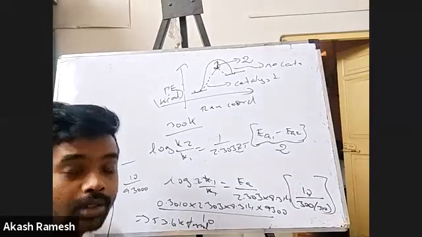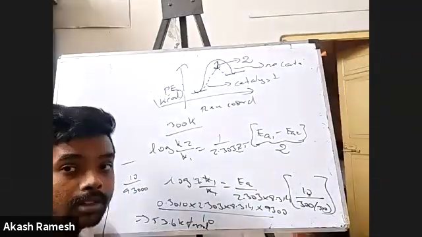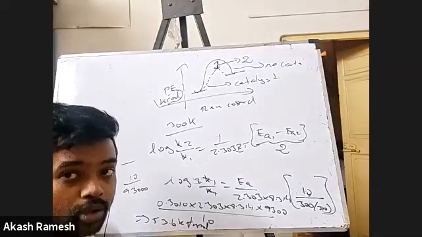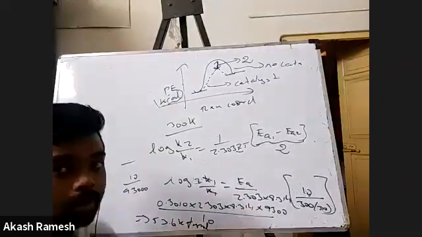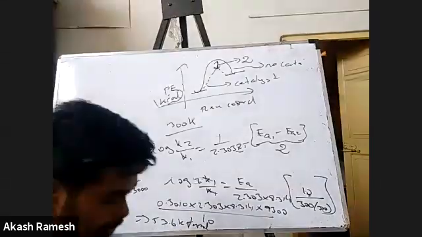And hope you remember what R value I should use here. What is the value of R? 2, because it is in calories. If it's in terms of calories, we use R value as 2. If it is joules, I use 8.314. Right? So yeah, substitute it.